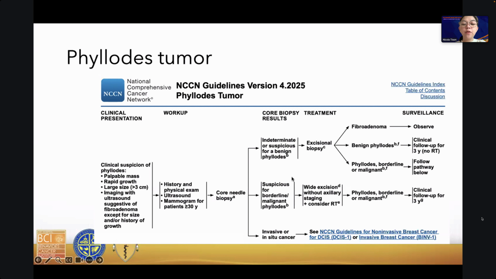On the other hand, if you have suspicion for borderline or malignant phyllodes, or if you have a tumor already occupying the entire breast, then we do wide excision or a mastectomy without axillary staging. And we do close clinical follow-up for 3 years.